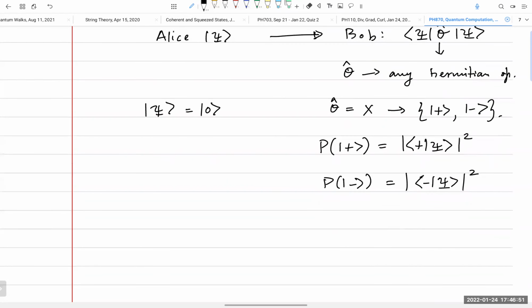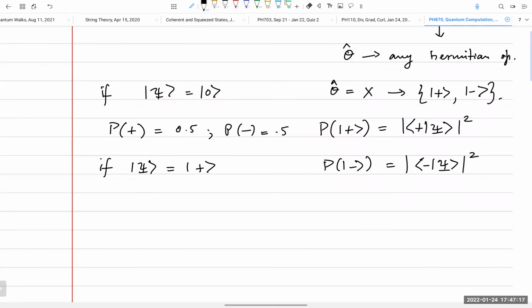So if Alice sends the 0 state, what will Bob find? If psi is equal to 0, P plus will be 0.5 and P minus will be 0.5. But on the other hand, Alice could choose to send Bob a state which is one of the eigenstates of the X operator. In that case, what will Bob find? P plus will be 1 and P minus will be 0.